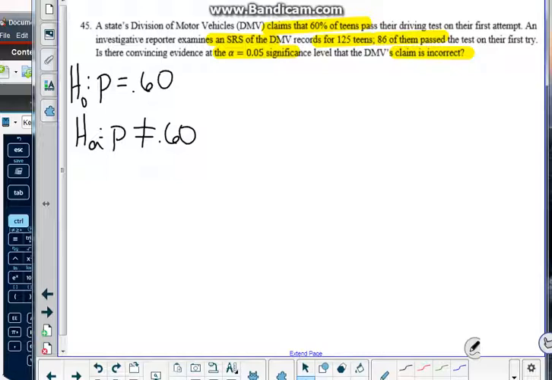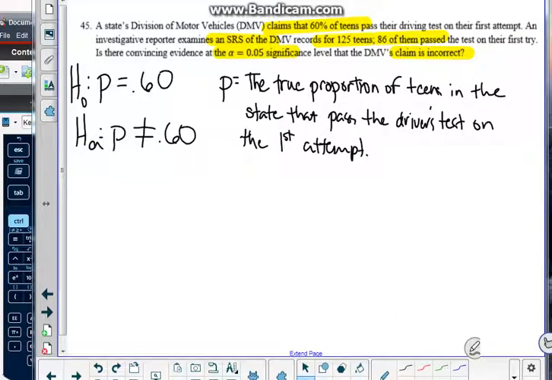Okay, based off of this sample, is this claim incorrect? So let's write out some of the things that we know. We'll go ahead and first take care of defining our parameter. So pause and define what is P, and then compare it with what I have. Okay, so we have P is the true proportion of teens in the state that passed their driver's test on the first attempt. I had a sample size of 125.